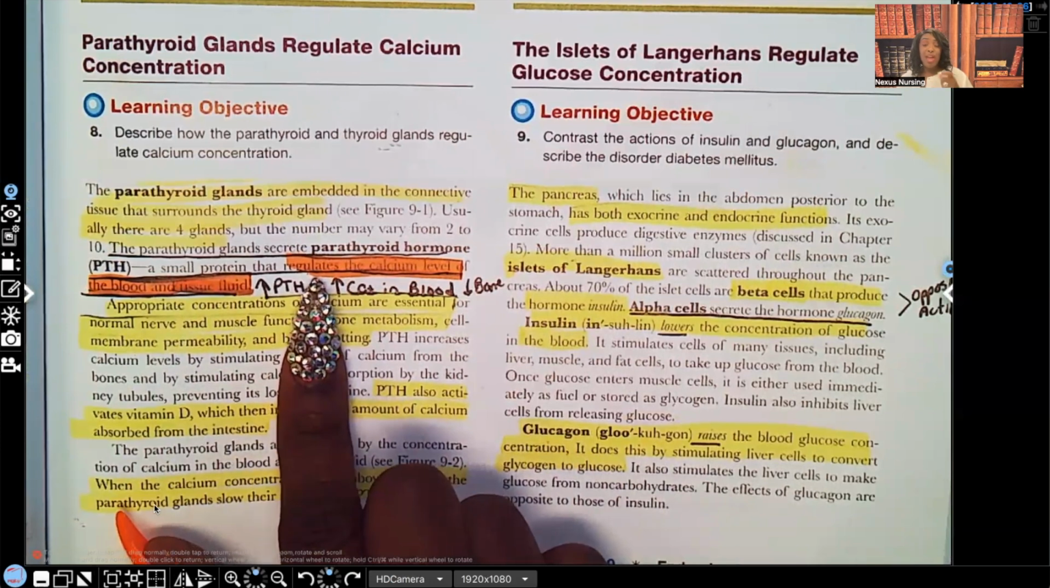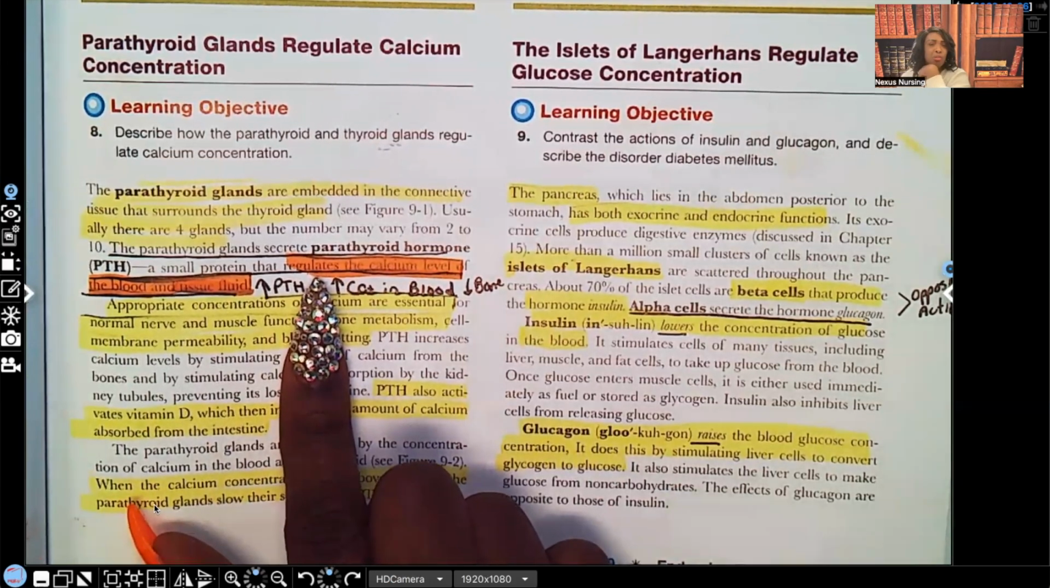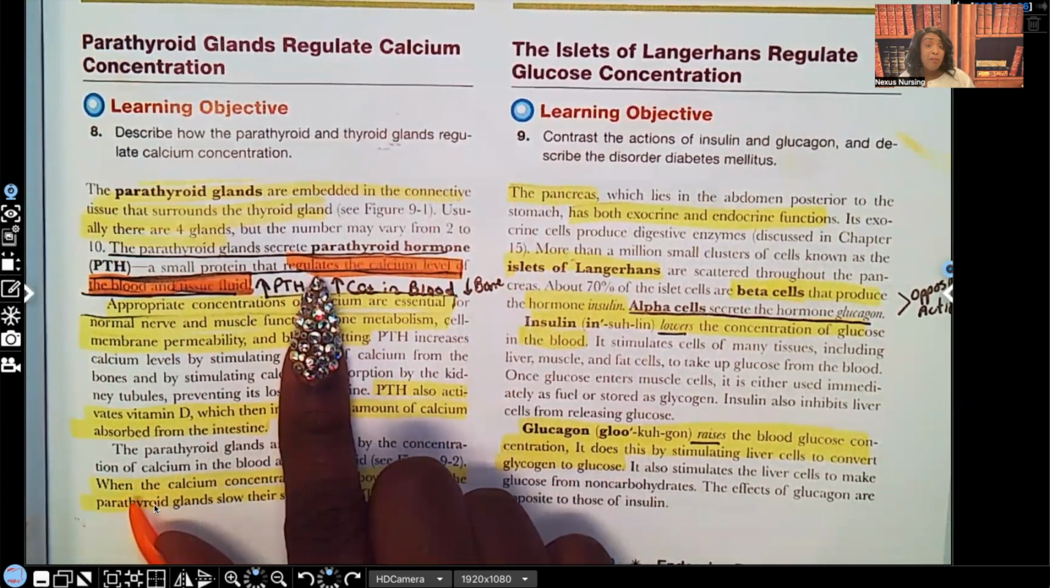Let me tell you what it does by regulating. It increases the calcium level. The more parathyroid hormone the patient has, the more the calcium level in the blood increases. Well, where is this calcium coming from? The bone. If that patient has too much parathyroid hormone, they're going to have a lot of calcium in the blood and not enough in the bone.